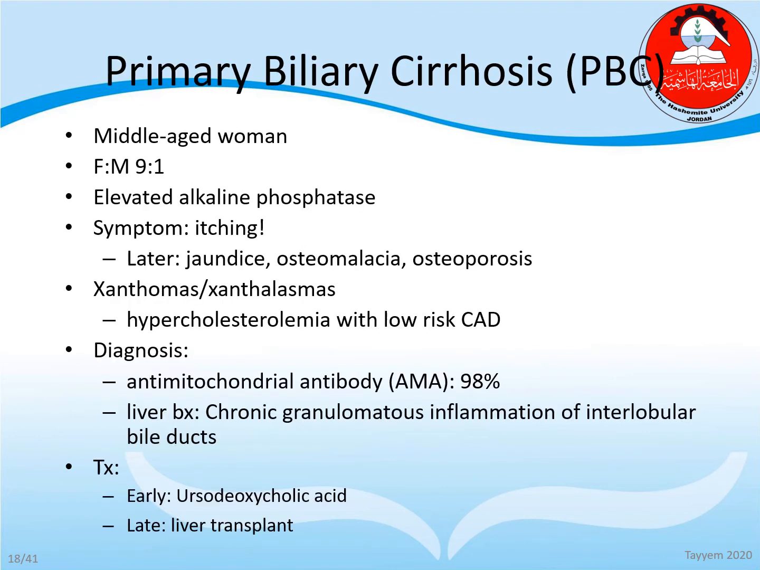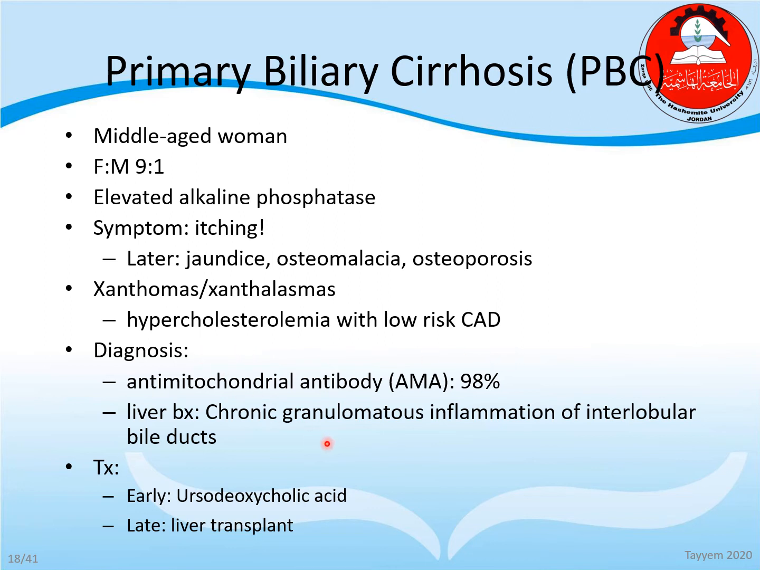Primary biliary cirrhosis usually comes in middle-aged women, and it's more frequent in females, 9 to 1. The ALP is usually raised. The main symptom is itching along with jaundice, fatigue and osteoporosis. Xanthomas and xanthelasmas are present. Hypercholesterolemia with low risk of coronary artery disease.